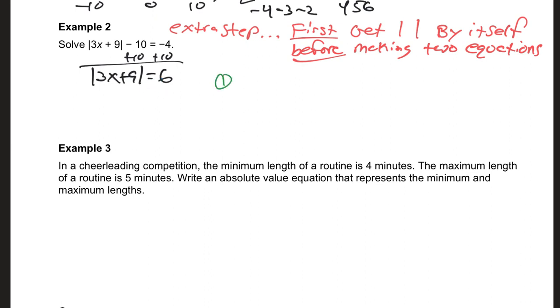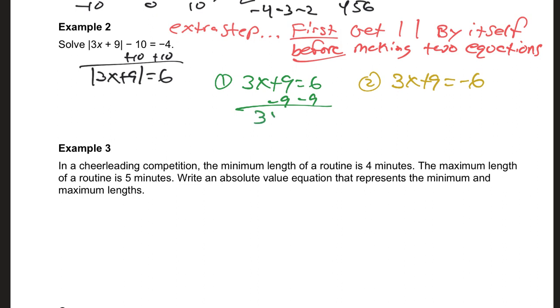My first one is going to be 3x plus 9 equals 6. And my second equation is 3x plus 9 equals negative 6. The question didn't ask us to graph, so we're not going to do any graphing. We're just going to solve. So I'm going to subtract 9 from both sides of the equation in this first one, and get 3x equals negative 3. And when I divide, I get x equals negative 1. And that's okay. It is okay to have a negative as an answer. You just don't want your absolute value equaling a negative.